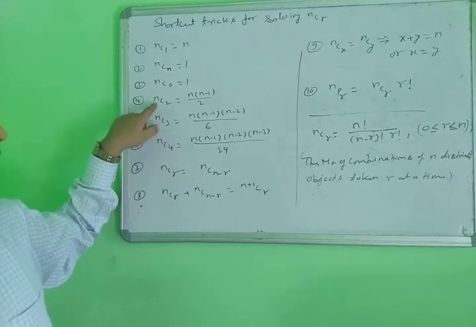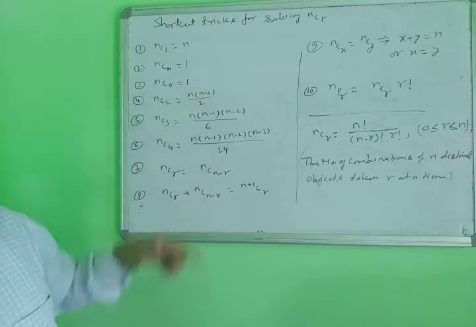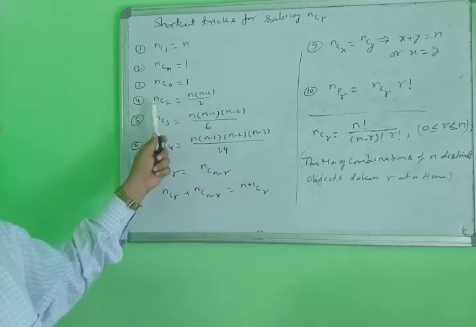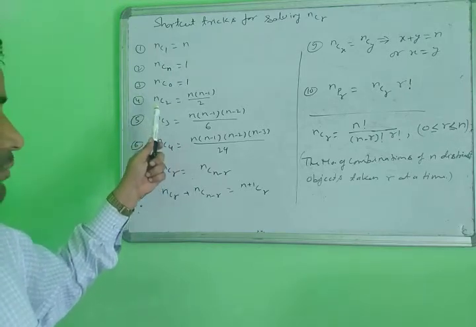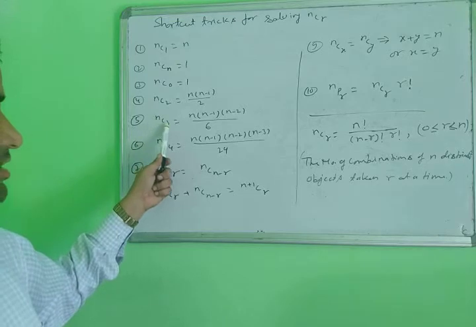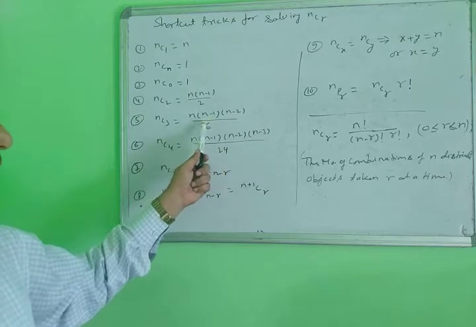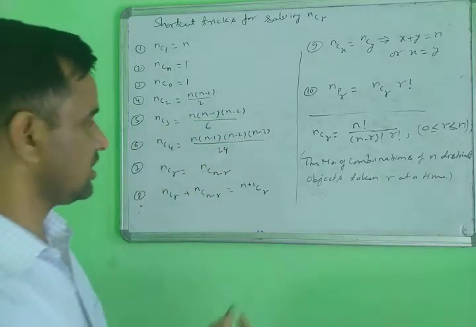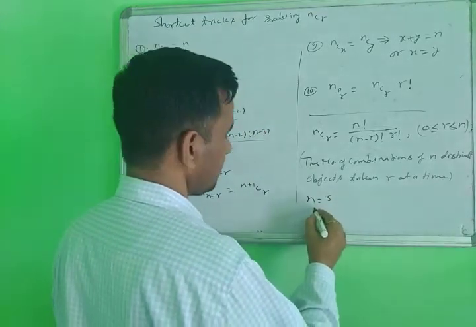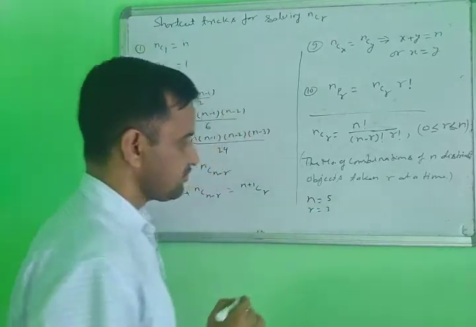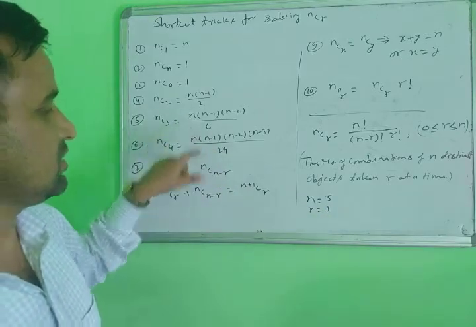nC2: suppose you have n objects and you take 2 at a time, then the identity is n into n minus 1 upon 2. Similarly nC3: with n different digits, you make 3-digit numbers, then you use the identity n into n minus 1 into n minus 2 upon 6. For example, suppose you have 5 total different digits and r is 3, meaning 3 digits taken at a time. Then you use this identity.